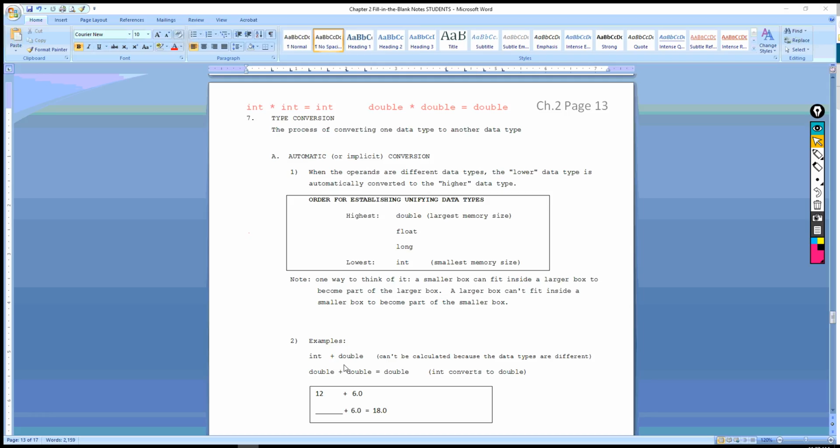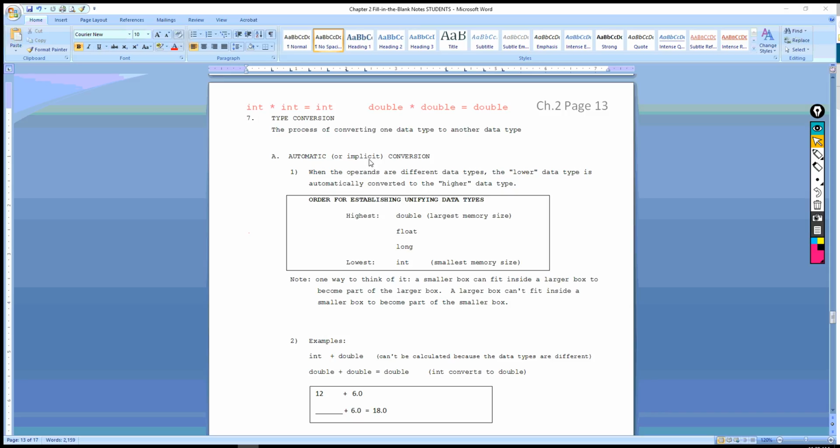Okay, we're going to take a look at type conversion, and there's two main types that we're going to look at. One's implicit or automatic, the other is explicit conversion. First of all, type conversion means the process of converting one data type to another data type. So converting an int to a double or a double to an int would be a type conversion. Sometimes the conversion happens implicitly or automatically.